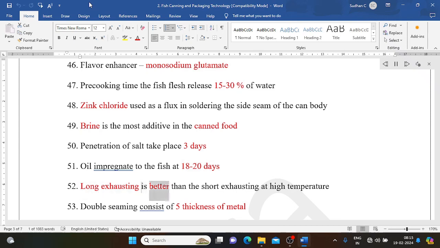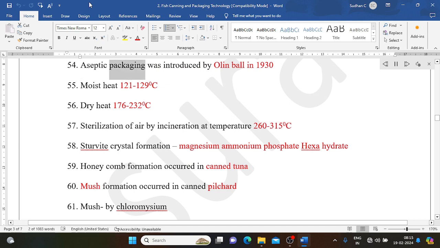Long exhausting is better than short exhausting at high temperature. Double seaming consists of 5 thicknesses of metal. Aseptic packaging was introduced by Olin Ball in 1930. Moist heat: 121-129 C. Dry heat: 176-232 C. Sterilization of air by incineration at a temperature of 260-315 C.